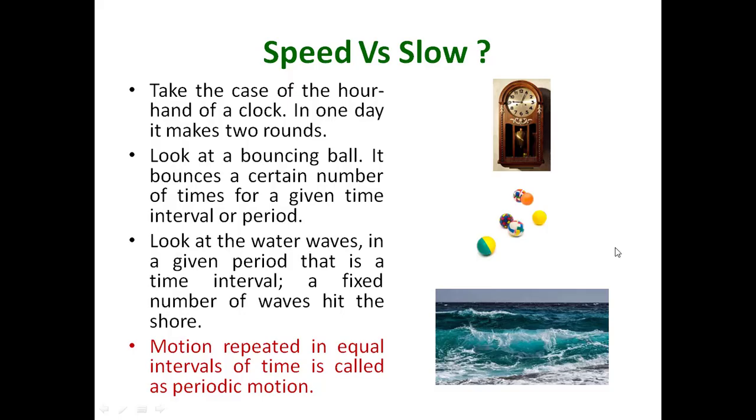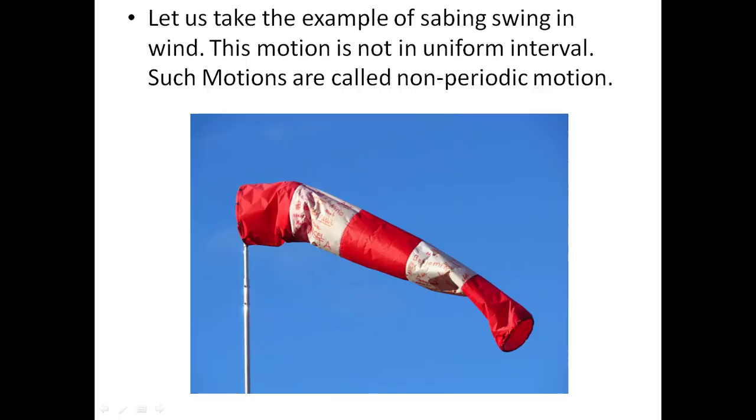Speed versus slow. Take the case of the hour hand of a clock. In one day, it makes 2 rounds. Look at the bouncing ball. It bounces a certain number of times for a given time interval or period. Look at the water waves in the given period, that is, a fixed time interval. A fixed number of waves hit the shore. Motion repeated in equal intervals of time is called periodic motion.